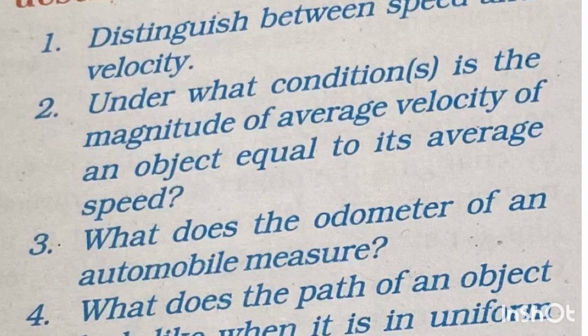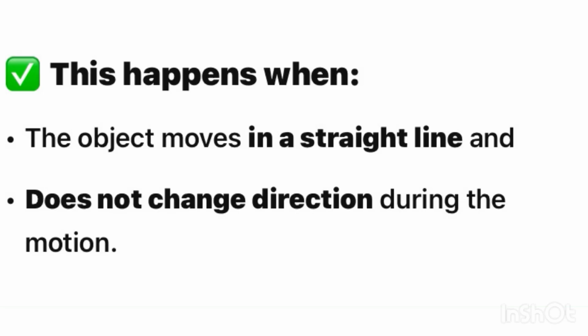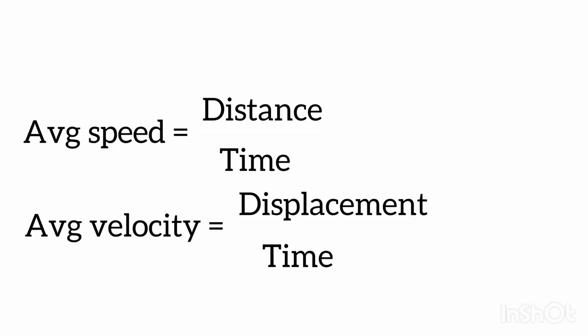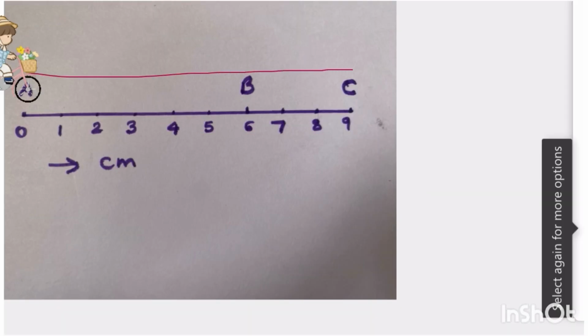Question number 2. Under what conditions is the magnitude of average velocity of an object equal to its average speed? So the answer is: this happens when the object moves in a straight line and does not change direction during the motion. Let us understand with some example. We know that average speed is distance upon time while average velocity is displacement upon time.